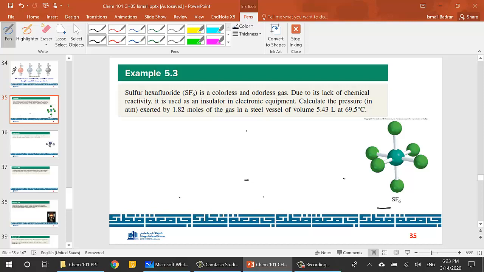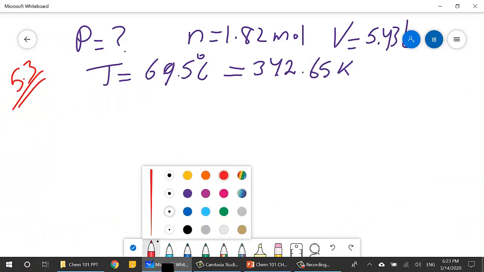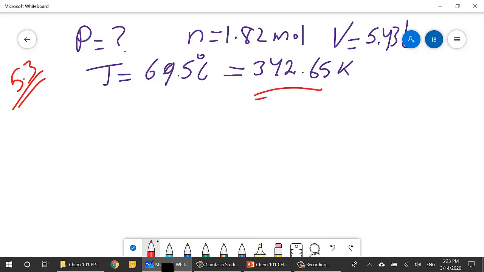We have this question 5.3. We have sulfur hexafluoride, and the question is asking to calculate the pressure in atmospheres. We have the number of moles, which is 1.82 moles of the gas, and a volume of 5.43 liters at 69.5 Celsius. I have organized my data here. The question is asking for the pressure, and we have the number of moles, the volume, and the temperature, which I have already converted into Kelvin. It looks like this question can be solved by the PV = nRT equation without any problems.